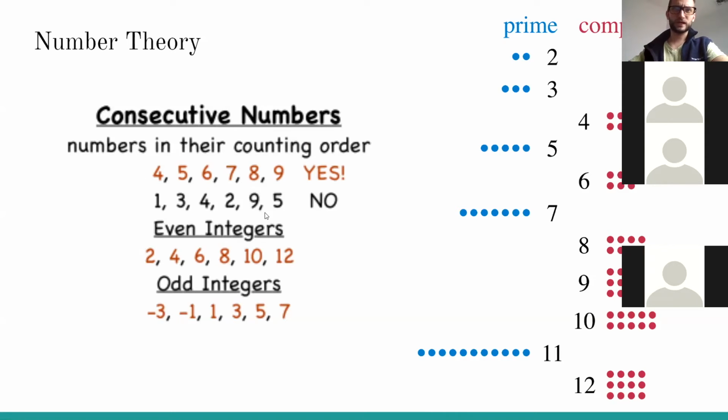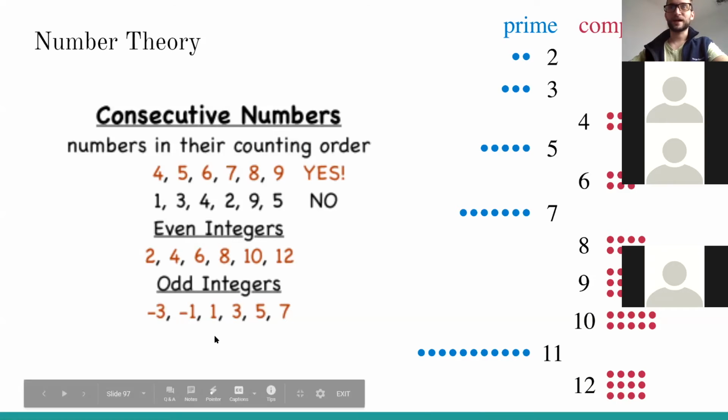1, 3, 4, 2, 9, 5, no. It has to be in order. Of course, even and odd integers, we all know that. And then something called prime numbers. You want to remember prime numbers.